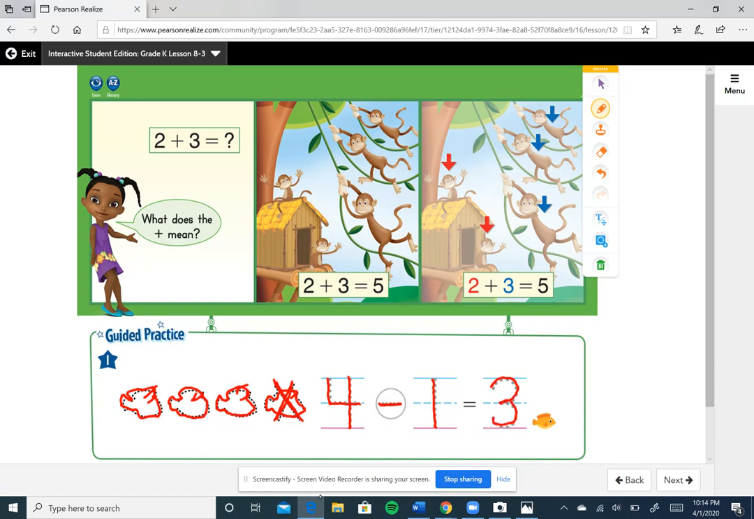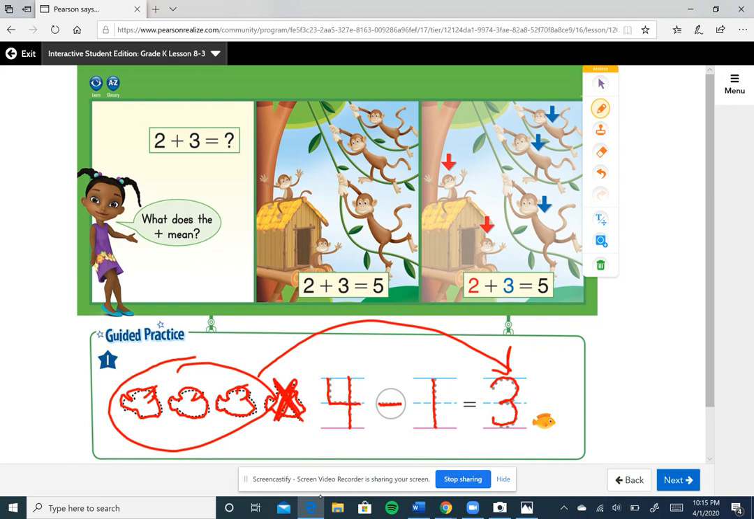So we could say at the zoo they had an aquarium and we saw 4 fish. One of them swam away, and then there were 3 left. All right. A lot of drawing pictures to show our work today.